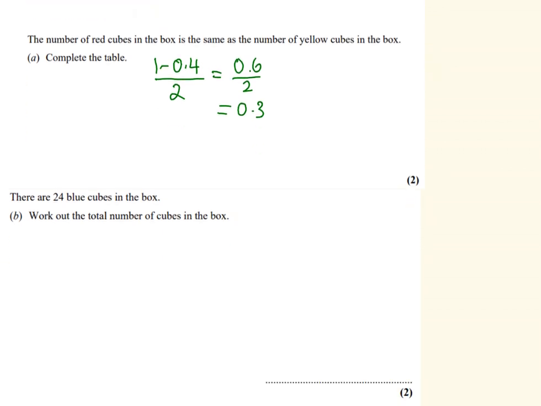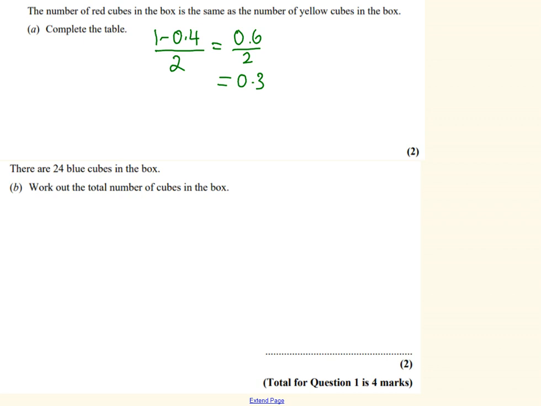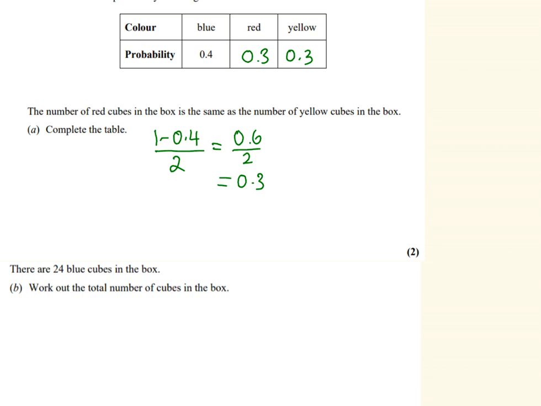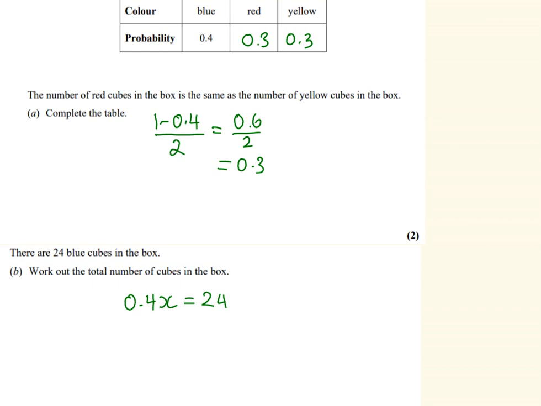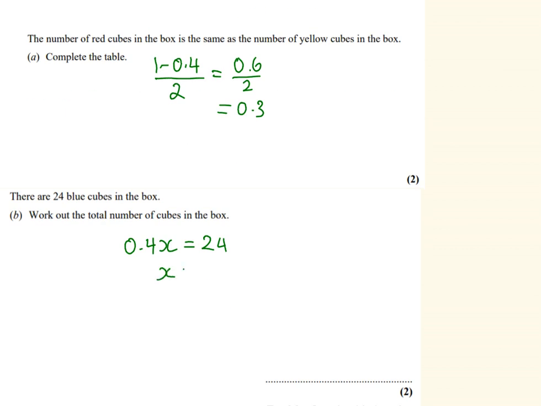Part B says that there are actually 24 blue cubes in the box, so it asks us to work out the total number of cubes in the box. Well, we know the probability of picking a blue cube is 0.4. So that's 0.4 of the total number. So 0.4, I'm going to call the total number x, and that equals 24. So I want to know what that total number is. I can just divide both sides by 0.4.